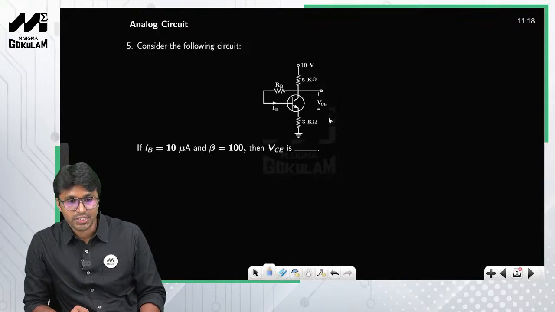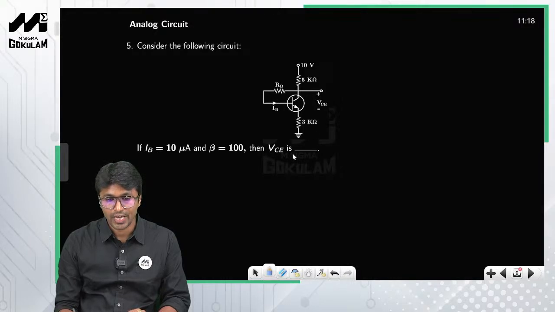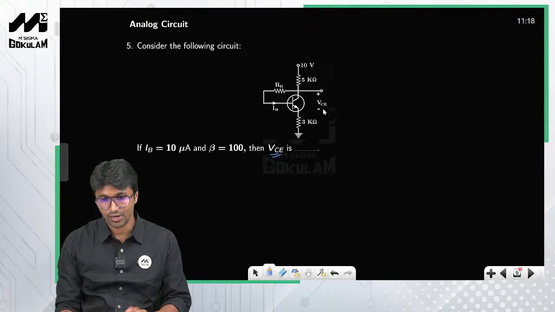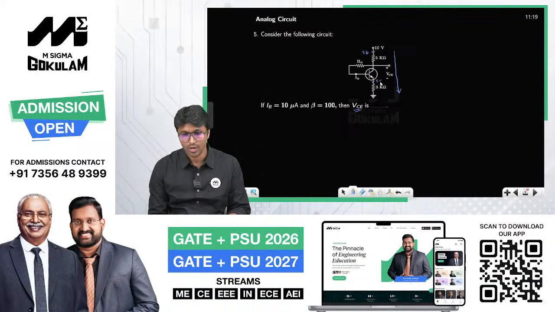Now look at the question. A circuit is given to you and you are asked to calculate the value of VCE. You have to perform the DC analysis of this particular biasing circuit. In order to calculate VCE, what is it that we do? We write KVL at the output loop. This current is nothing but IE, and obviously this current will also be equal to IE.